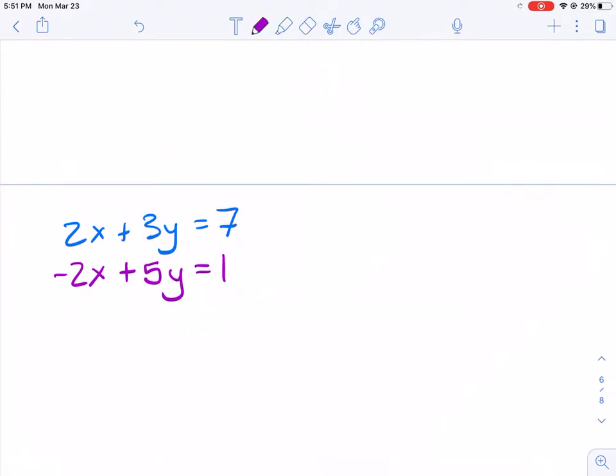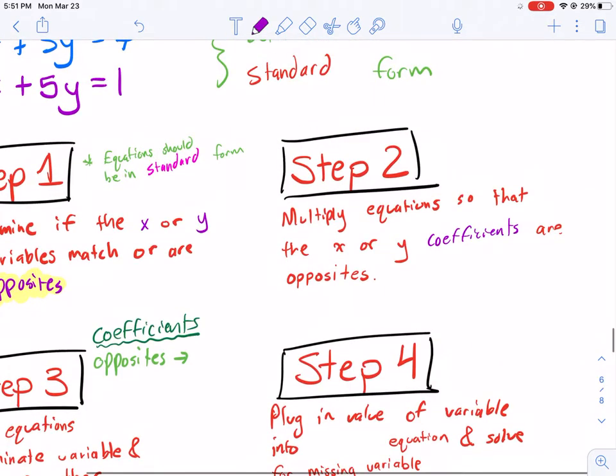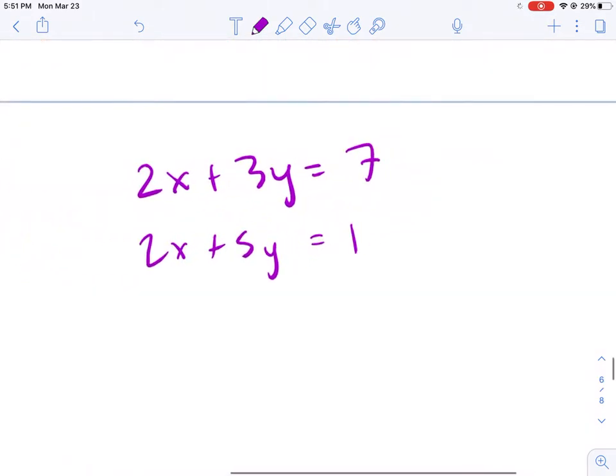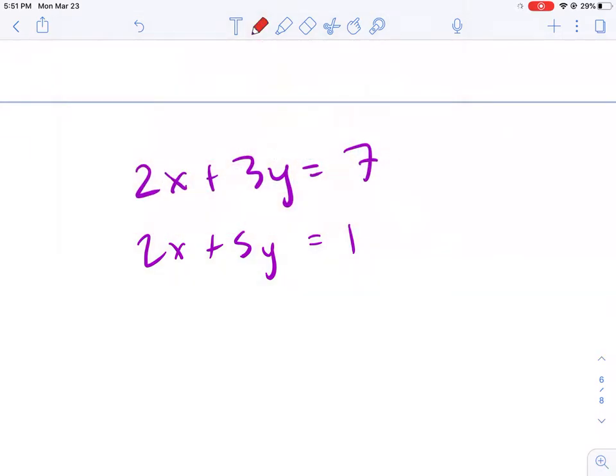Now, let's say they weren't. Let's say it was 2x plus 3y equals 7, and it was 2x plus 5y equals 1. What is step 2 talking about? Step 2 is saying that if these were the same, what we can do is we can change one of the equations so that it becomes opposites. Now, we already determined, it's going to be easy to get our x's to be opposites. Why? Because they already both have a 2 in front. The y's have a 3 and a 5. It's going to be a little tricky, okay? We're going to have to do a little bit more manipulation.